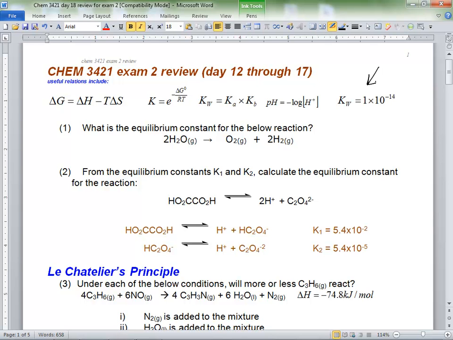We have all of our relationships. What is the equilibrium constant for the below reactions? Go ahead and write it.